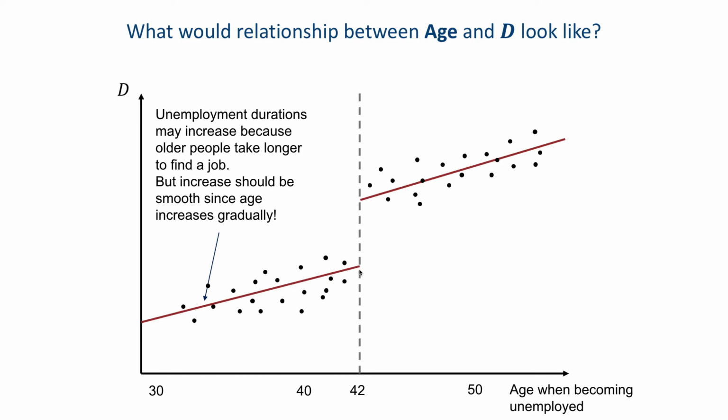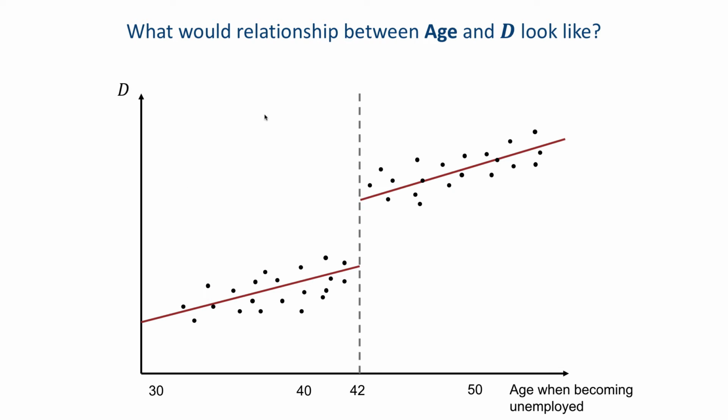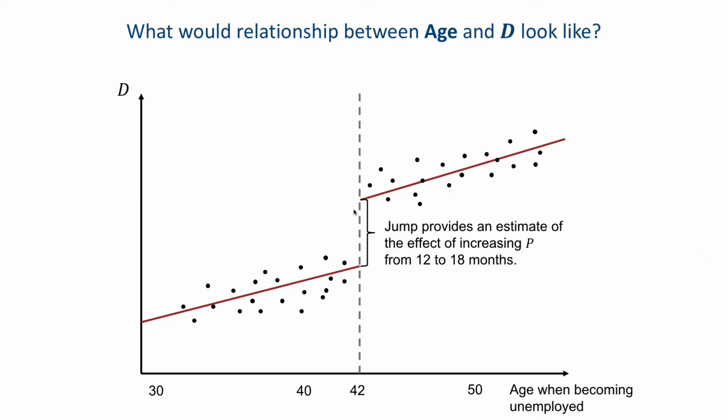Now suppose that there's a jump in unemployment durations exactly at age 42. If otherwise the relationship between age and unemployment durations is very smooth, then the jump in unemployment durations D at the threshold, or at the cutoff of age 42, is likely because of the increase in UI at age 42. The idea is to use this jump to get an estimate of the effect of the change in UI on the unemployment duration D. The idea of the regression discontinuity design is that this jump provides a causal estimate of the effect of increasing P from 12 to 18 months.